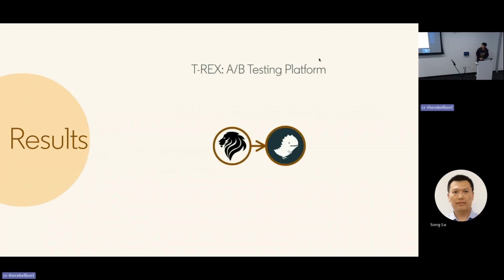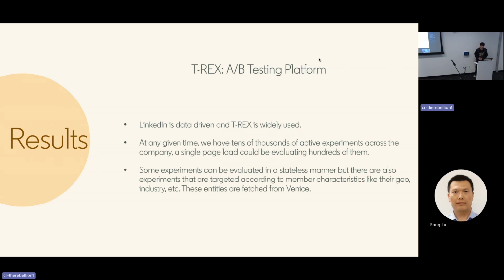Okay, let's talk about results. One of the first users of fast client in LinkedIn is T-Rex, which is our A/B testing platform. LinkedIn is data driven and T-Rex is widely used. At any given time, we have tens of thousands of active experiments across the company. A single page load could be evaluating hundreds of them.